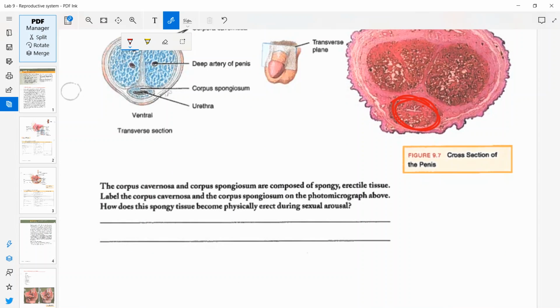Corpus cavernosa and corpus spongiosum. So corpus cavernosa, we have two. That's corpus cavernosa and that's corpus cavernosa, and that is the bottom, corpus spongiosum. During sexual arousal, blood flow into these structures, corpora cavernosa and corpus spongiosum, increases. That leads to swelling and erection of the penis.